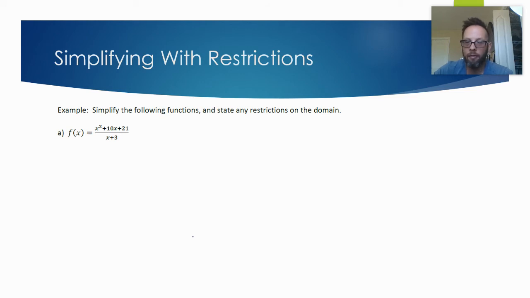So let's take this rational function and let's simplify it. And let's state any restrictions for this one. A common theme with simplifying rational functions is factoring. Because right now, it doesn't appear that anything will divide out. But we can factor the top. There are numbers that multiply to 21 and add to 10. Those numbers are 3 and 7.